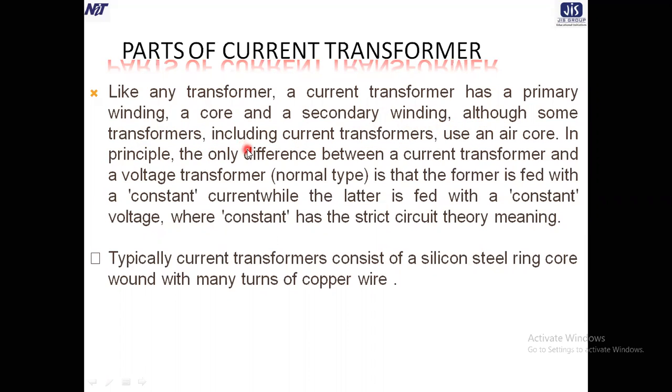Although some transformers, including current transformers, use an air core, in principle, the only difference between a current transformer and a normal voltage transformer is that the former is fed with a constant current while the latter is fed with a constant voltage, where constant has the strict circuit theory meaning. And finally, a typical current transformer consists of a silicon steel ring core wound with many turns of copper wire. So these are the parts of current transformers.